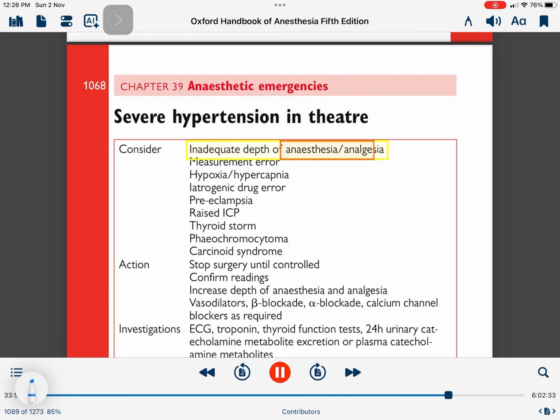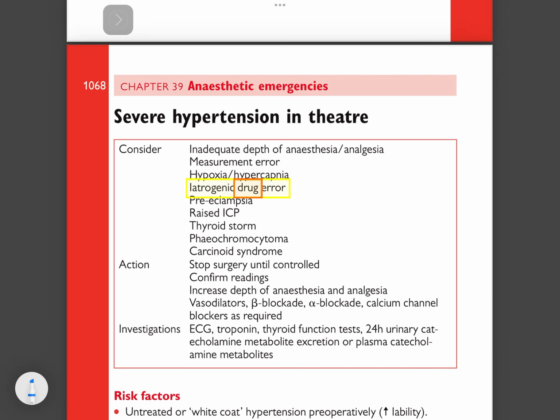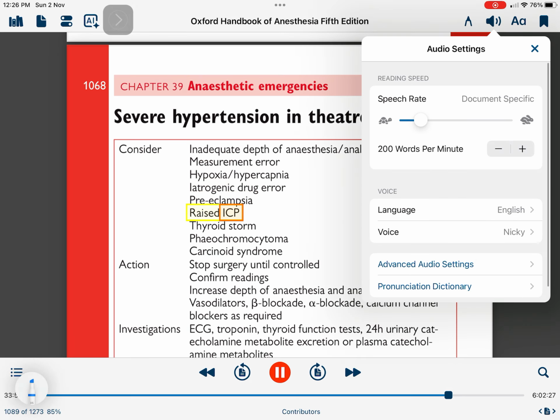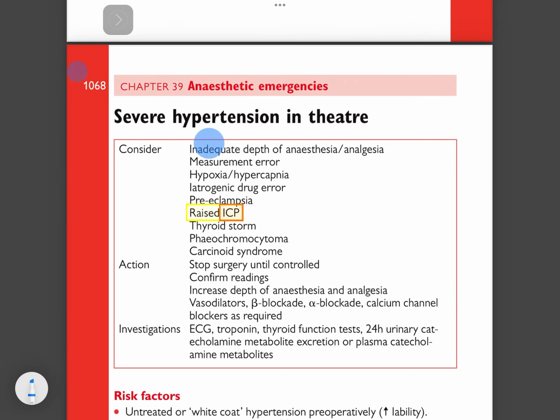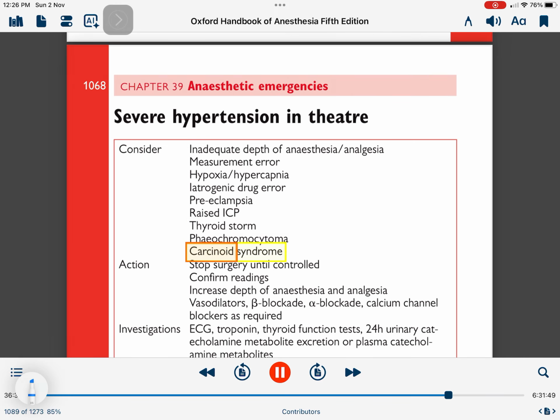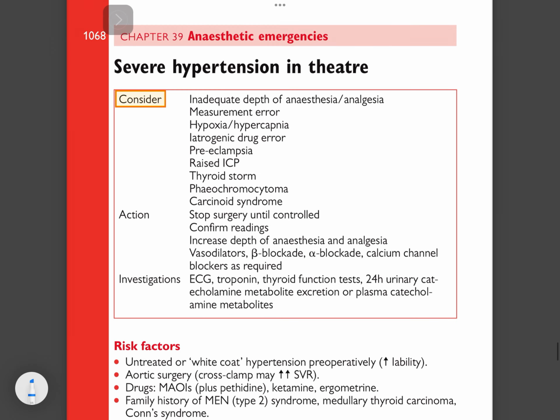Consider inadequate depth of anesthesia, analgesia measurement error, hypoxia, hypercapnia, iatrogenic drug error, pre-eclampsia, raised ICP, thyroid storm, pheochromocytoma, carcinoid syndrome. Action: stop surgery.